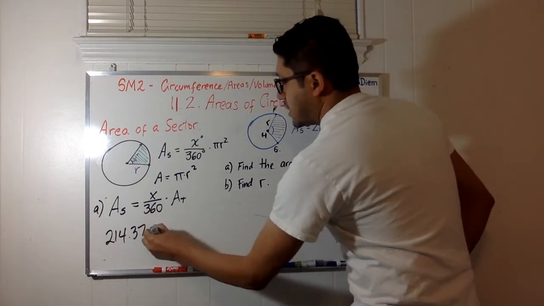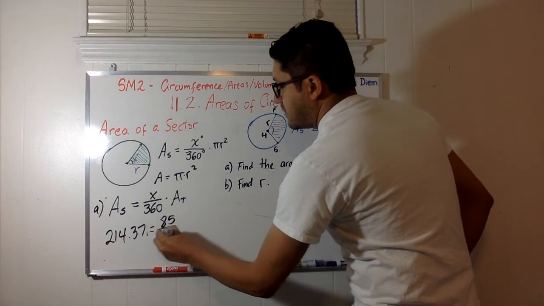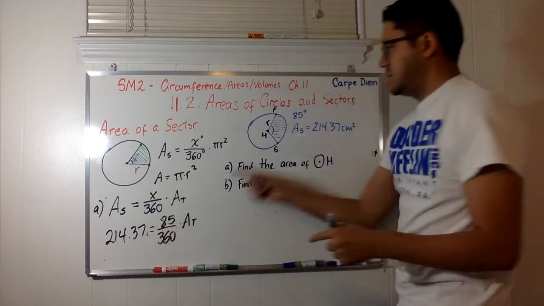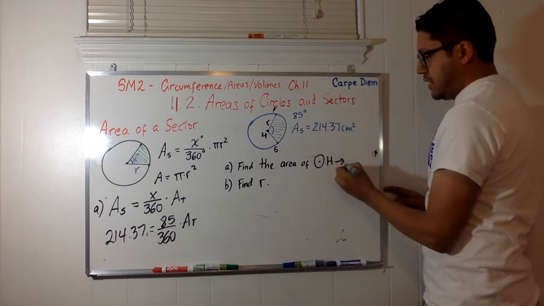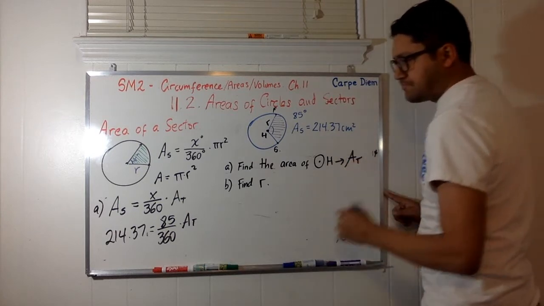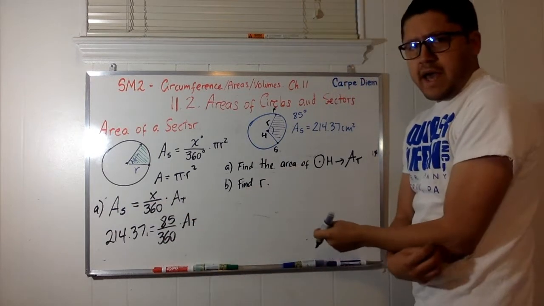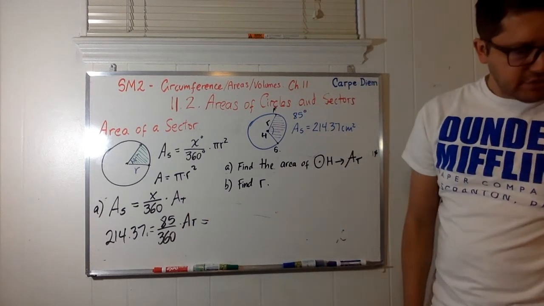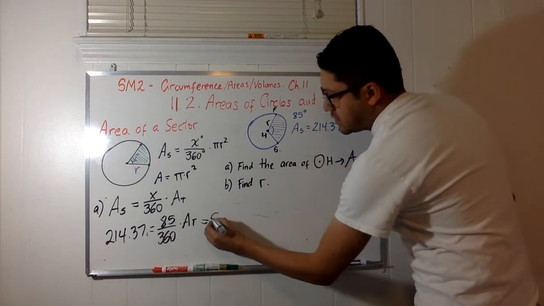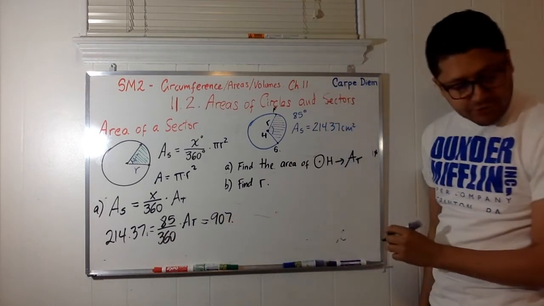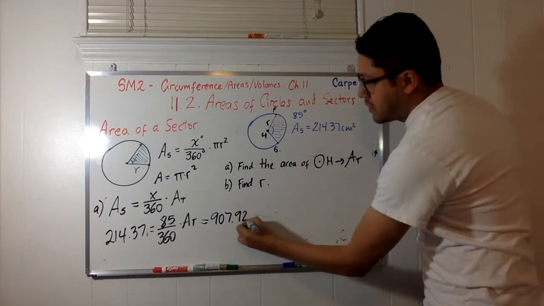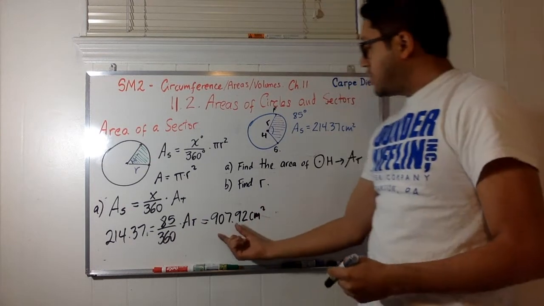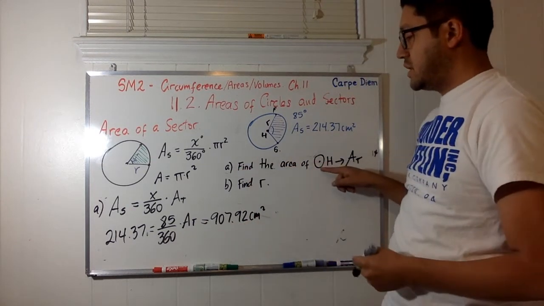214.37 equals 85 over 360 times AT, which is the area of the circle. When you solve for AT, eventually that gives you this value. It's 907.92 square centimeters, okay? We just found the first value we were needing.